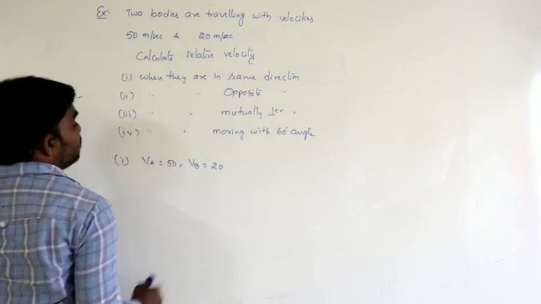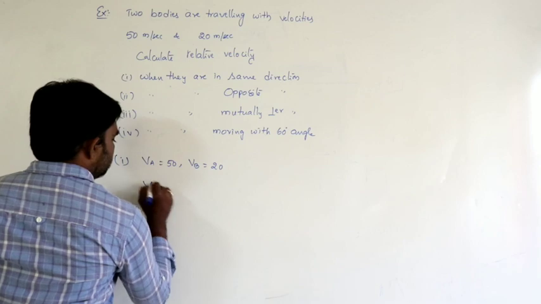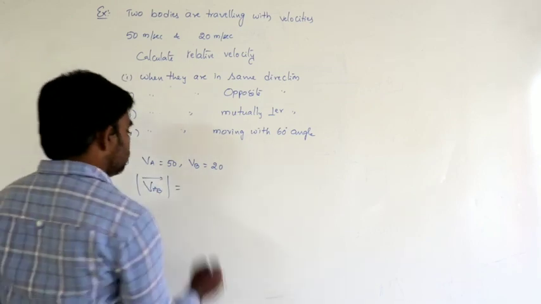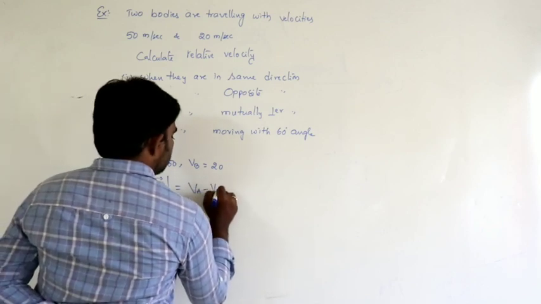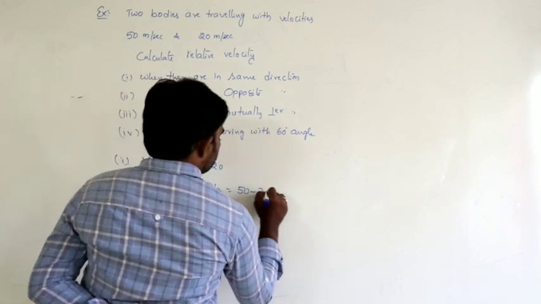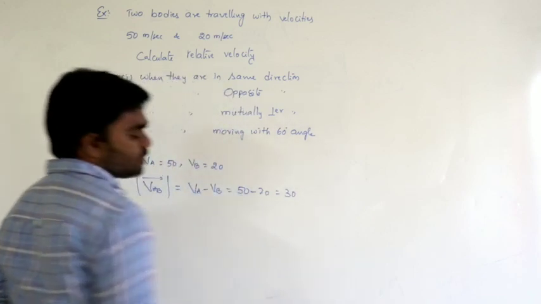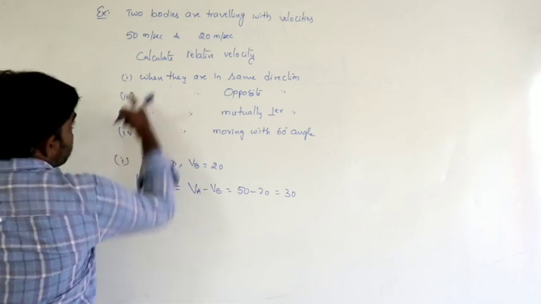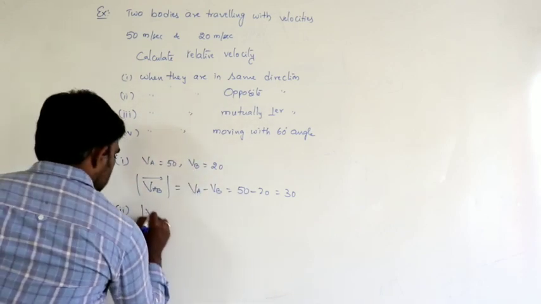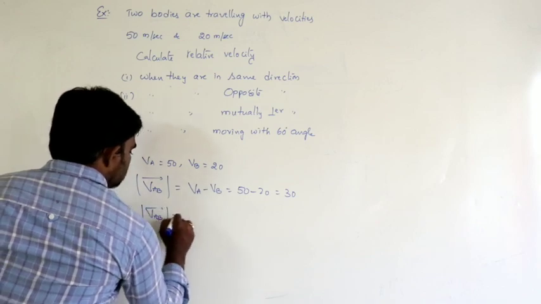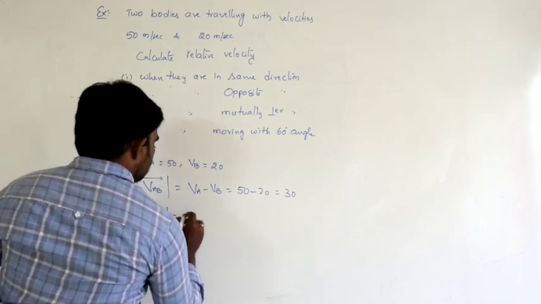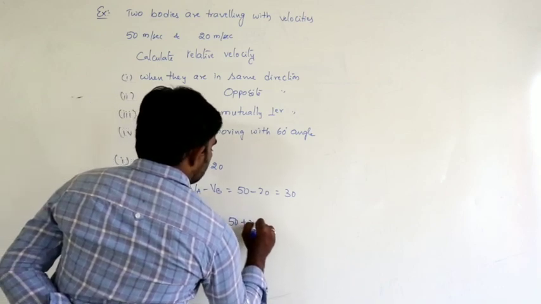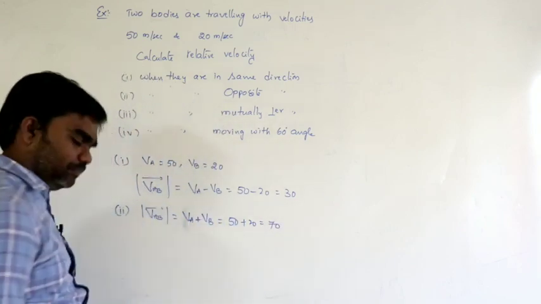First case, both are traveling in the same direction. Magnitude of VAB bar is equal to, if two bodies are traveling in the same direction, what is that relative velocity? VA minus VB. So that is 50 minus 20, that is equal to 30 meters per second. Secondly, when they are traveling in opposite direction, the relative velocity is nothing but the addition of those two, VA plus VB, that is 50 plus 20, so that is equal to 70.